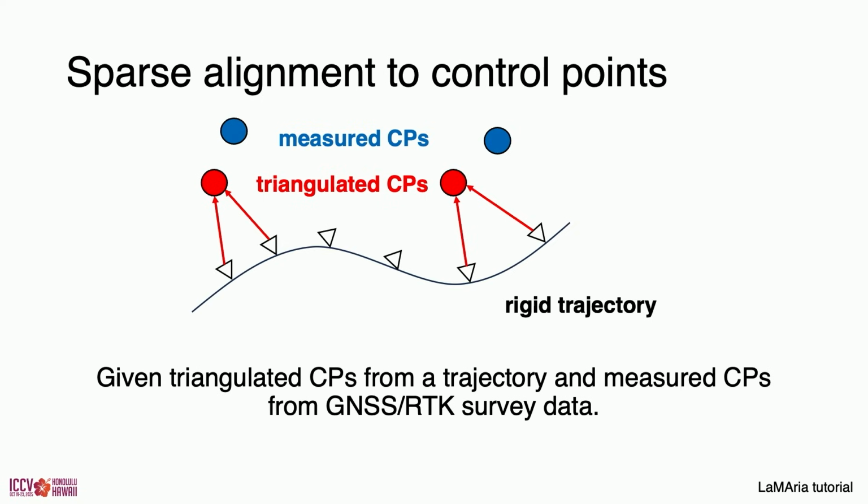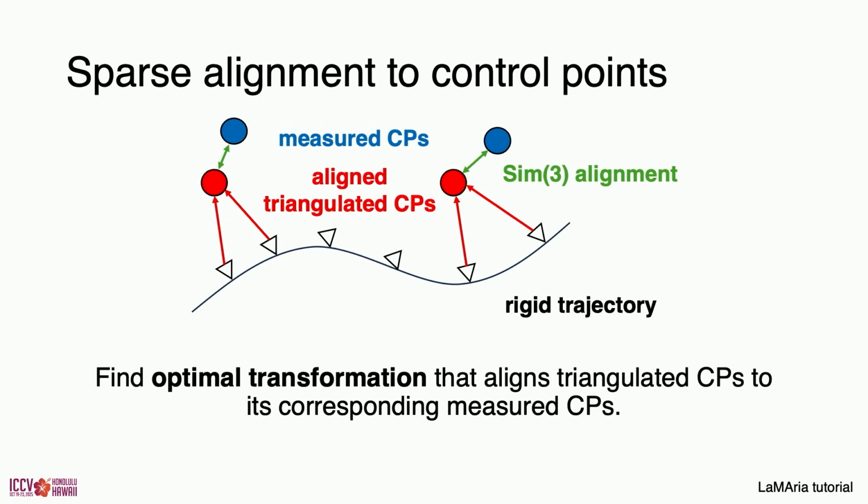So now we have these triangulated control points from these detections on the Aria images. And we also have the actual measured control points, which were obtained from the GNSS RTK stick. How we perform this alignment is we find the optimal transformation that aligns these triangulated control points to the corresponding measured control points. So we finally obtain a similarity transform that we can use in our evaluation.